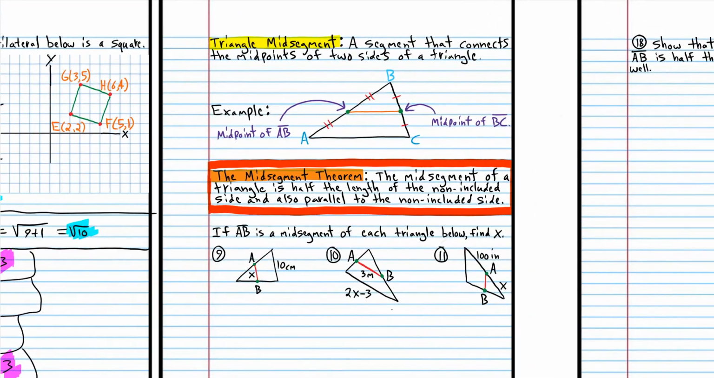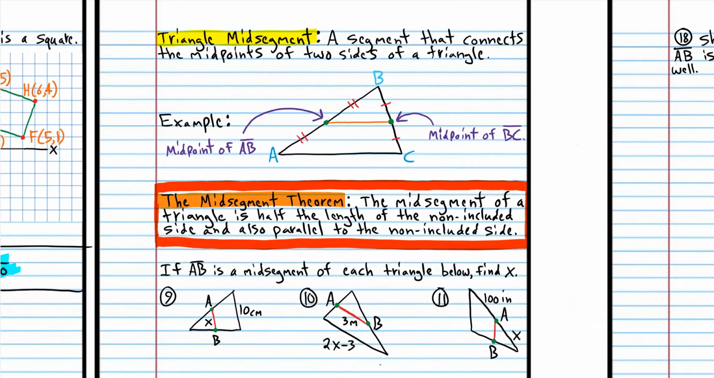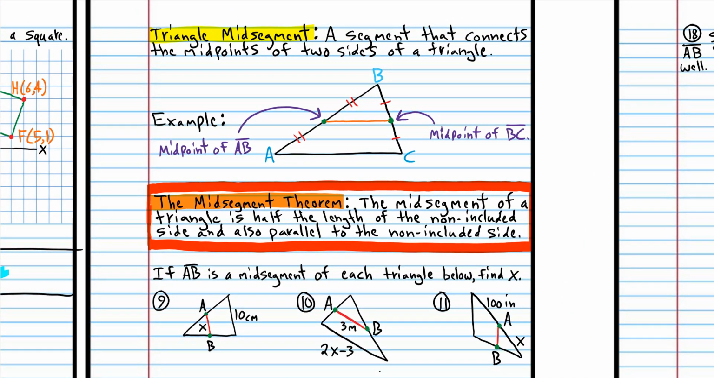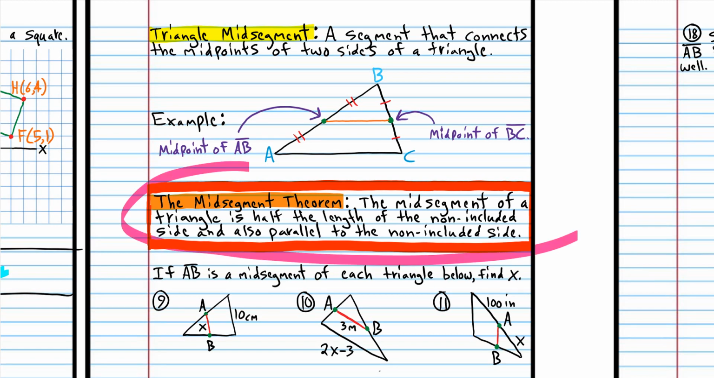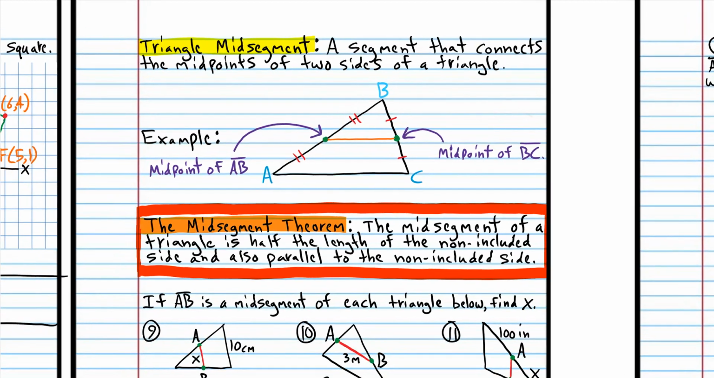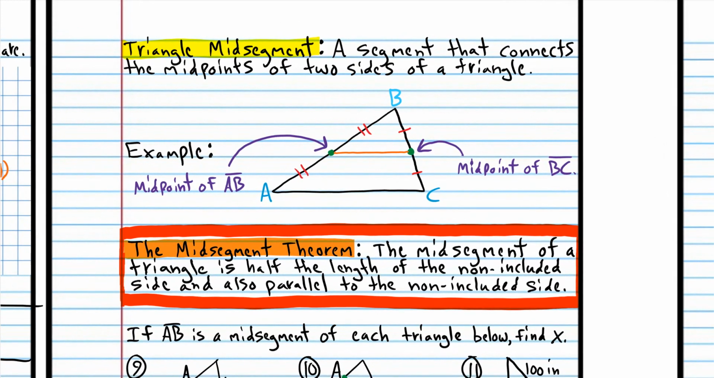All right, now we're going to learn something called the Midsegment Theorem. Now, we can't learn the Midsegment Theorem unless we first learn what a triangle midsegment is. A triangle midsegment is a segment that connects the midpoints of two sides of a triangle. So this is a midsegment, this orange line down here.